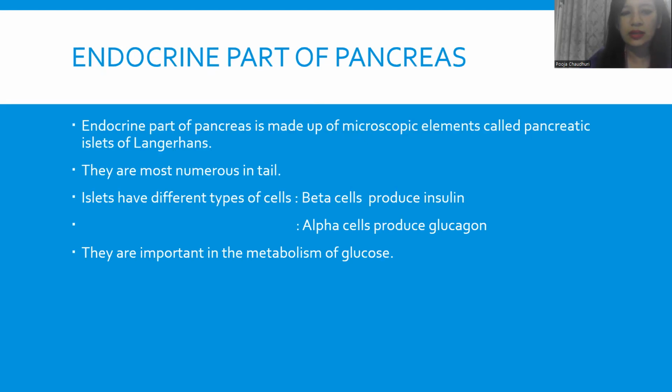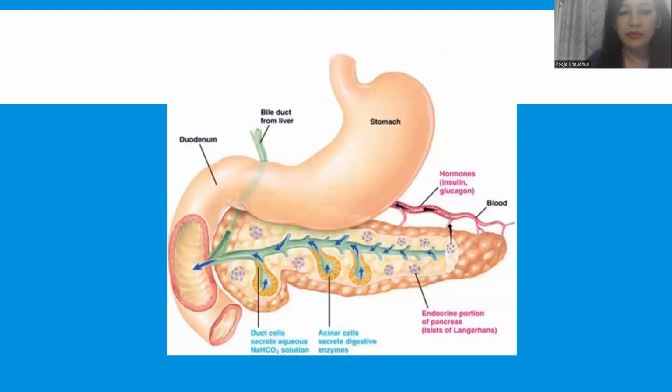Now we come to the endocrine part of the pancreas. The endocrine part of the pancreas is basically made up of microscopic elements called the pancreatic islets of Langerhans, and these islets have different types of cells. They have the beta cells and the alpha cells. The beta cells produce insulin and the alpha cells produce glucagon, and basically they are important in the metabolism of glucose.